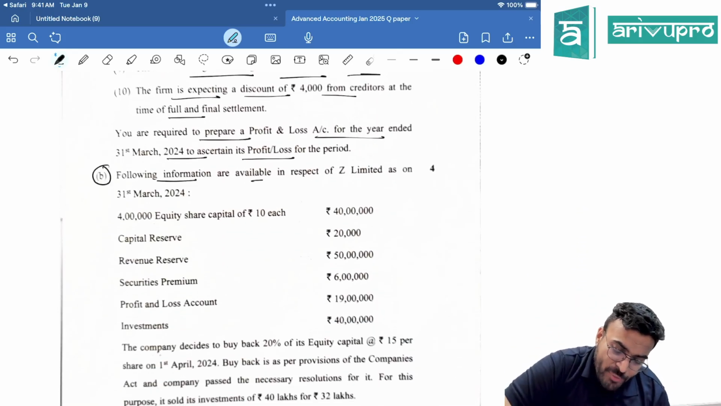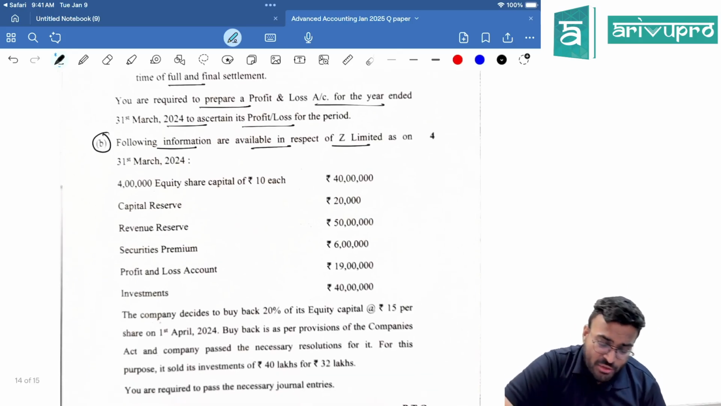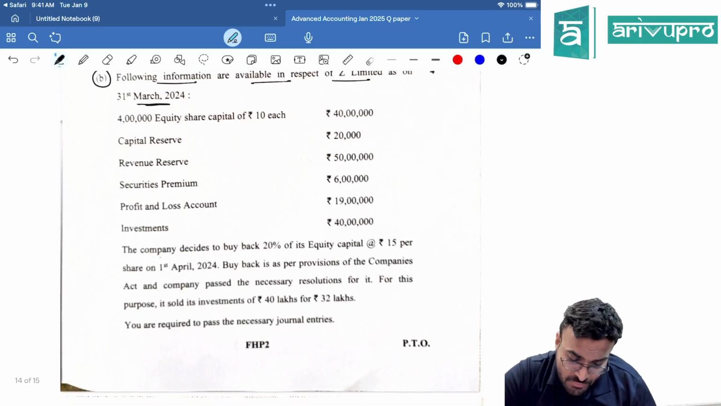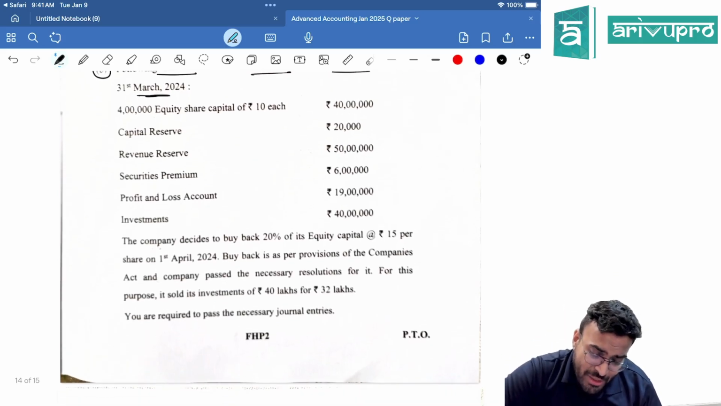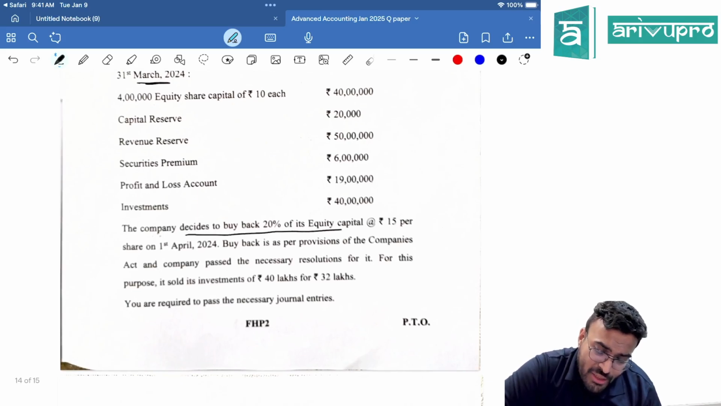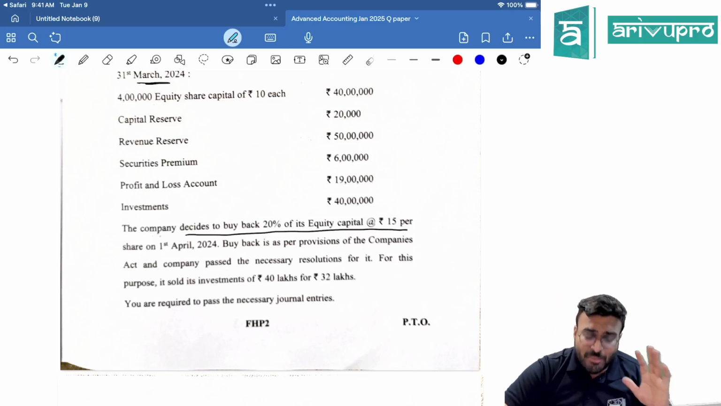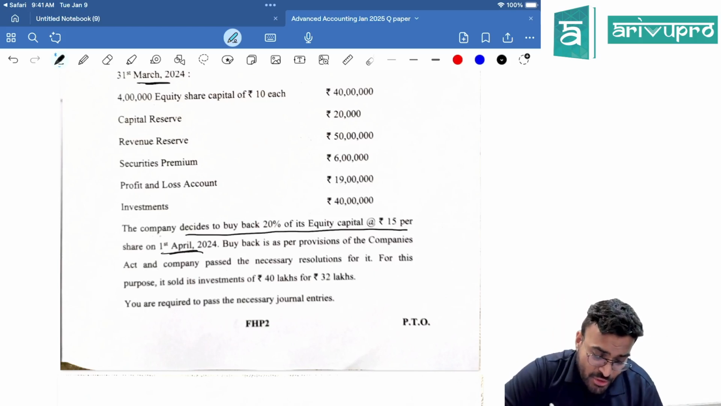Next, following information is available in respect of Z Limited on 31st March 2024. Now here what did they ask? Can you see an easy buyback question? Company decides to buy back 20% of its equity share. Decided, they are not asking you. Don't sit and calculate maximum permissible buyback and all. On 1st April 2024.